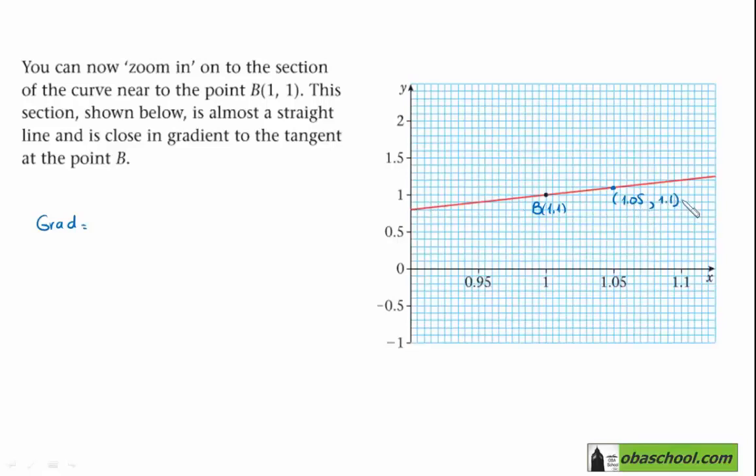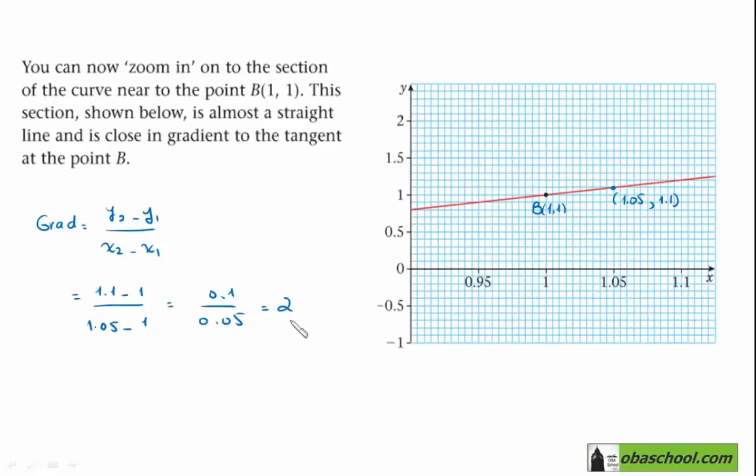Now finding the gradient for this line between B and the other point is going to be the difference of y divided by the difference of x: (1.1 minus 1) divided by (1.05 minus 1). This is equal to 0.1 divided by 0.05, and this is equal to 2. Then the gradient of the tangent is almost or exactly equal to 2.